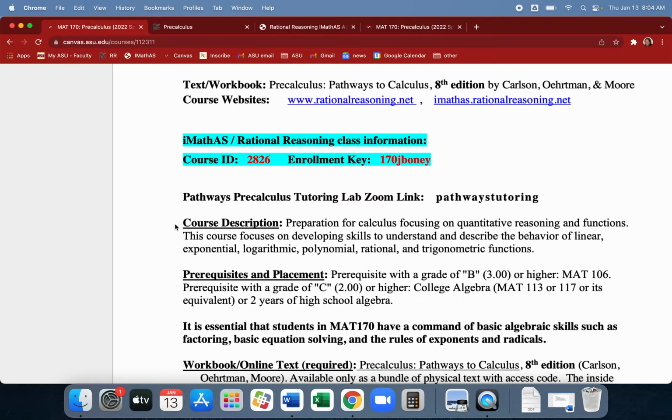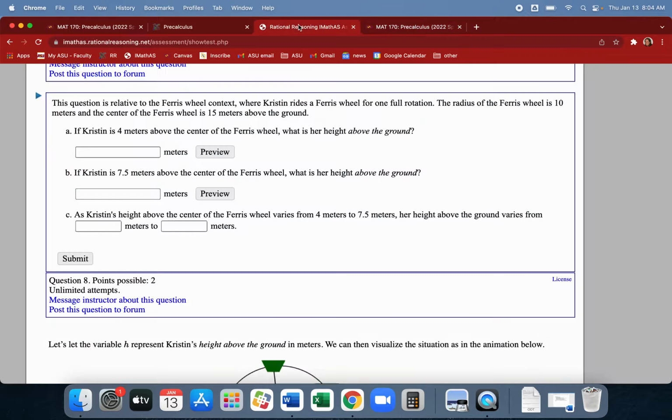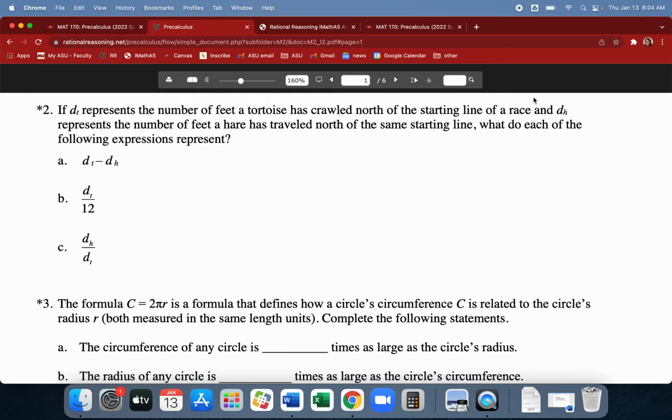I'll write this on the board. And then the enrollment key is 170 J Bonnie, so that's my initials. All right, sorry. Oops. Which one? This one. There we go.